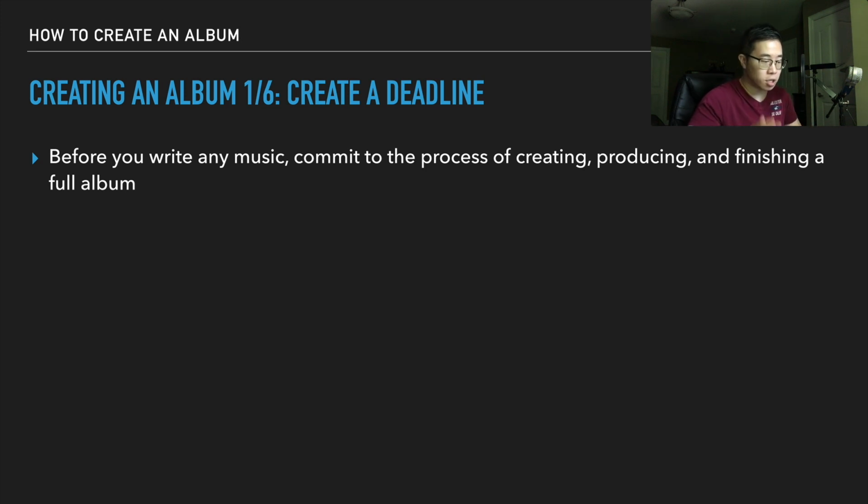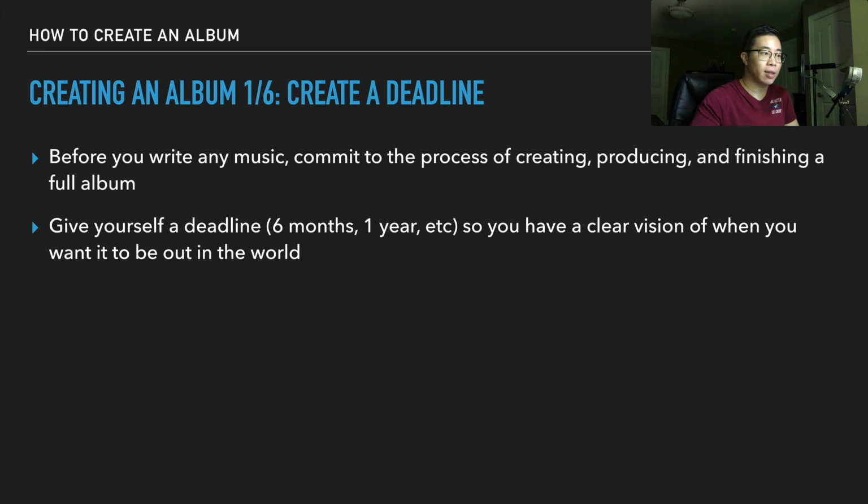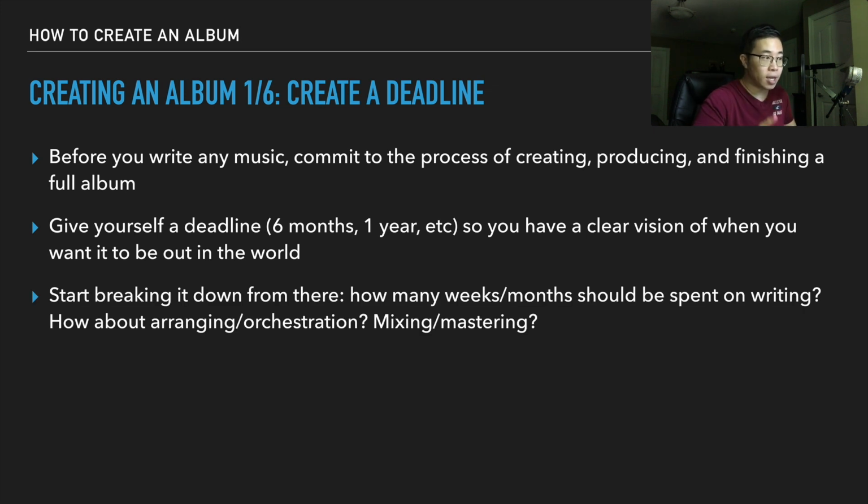So I want you to commit to the process and then give yourself a deadline, like 6 months to a year, etc. It could be more if you want to, but I think anywhere from 6 months to a year is very solid. So then you have a clear vision of when you want it to be out into the world, right? That gives you a very solid deadline of saying, okay, I'm going to start it here, I'm going to finish it here and get it out into the public so anyone can hear it. And then you can start breaking it down from there.